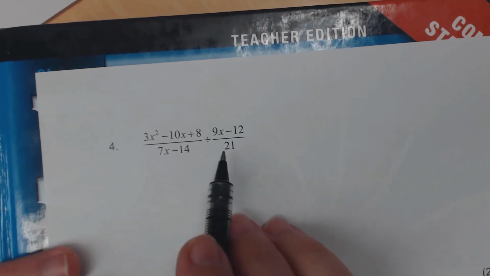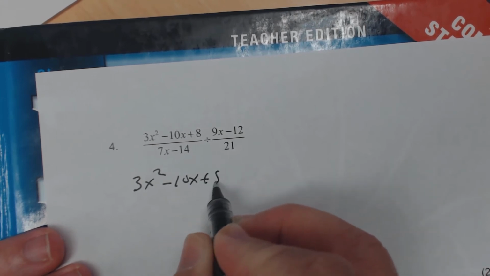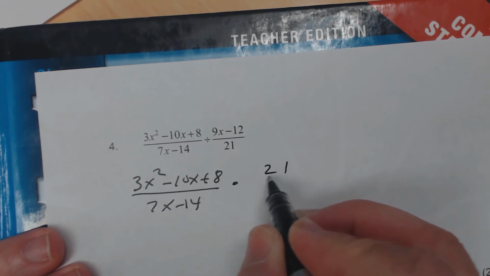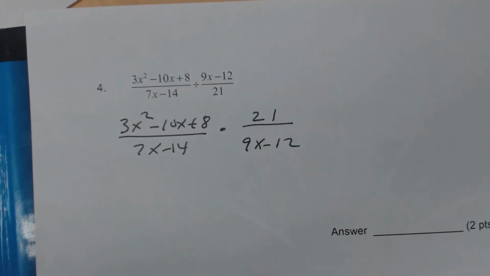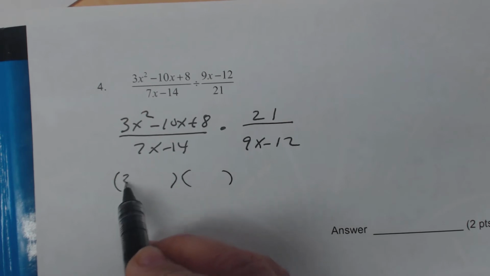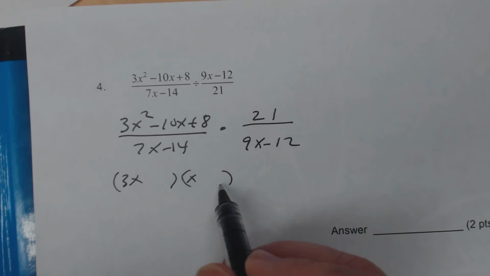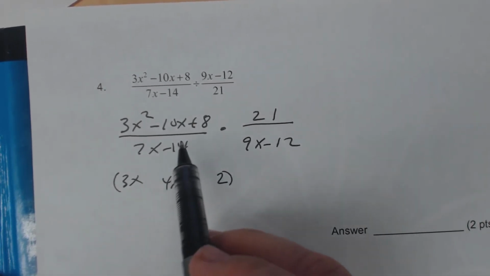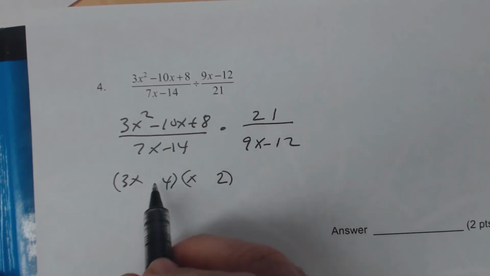Okay, so again, division, so change the multiplication. So I get 3x squared minus 10x plus 8 divided by 7x minus 14 times 21 divided by 9x minus 12. All right, so factoring the numerator here, that's a trinomial, so let's do the 2 binomials. I'm going to get 3x, x, and it looks like I'm going to need 4 and 2, and the 2 will go here, the 4 will go here, and the last sign is positive. These signs here are the same, so it would both be that middle sign here, so subtraction.